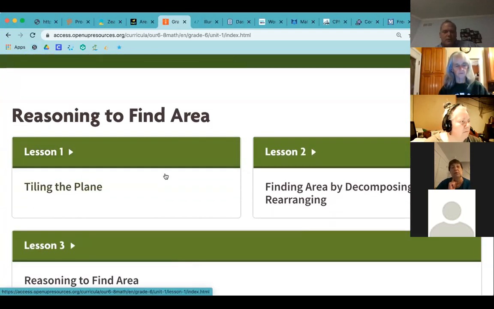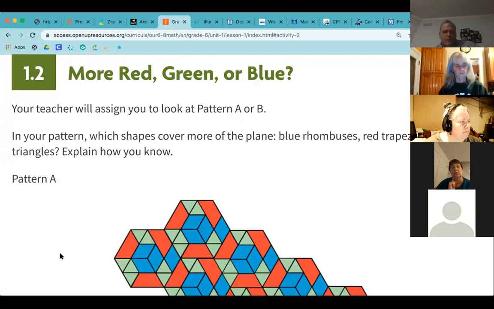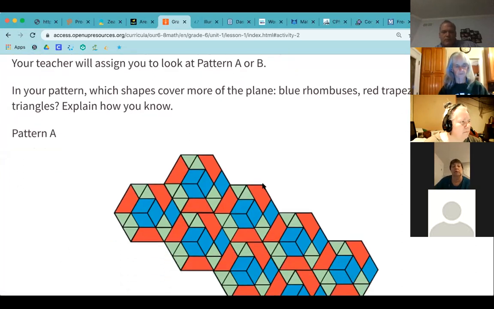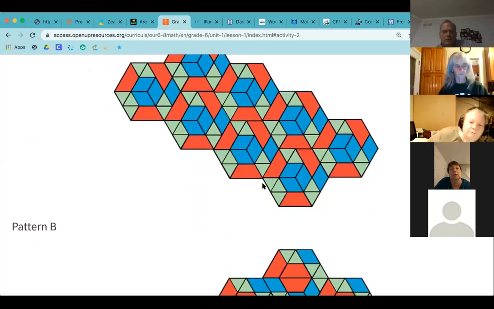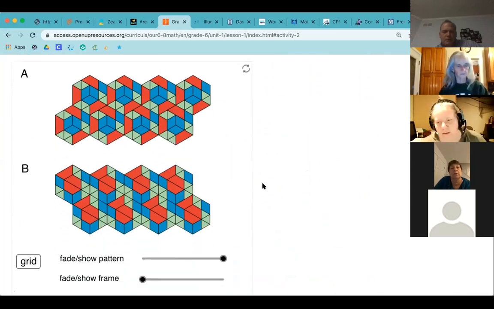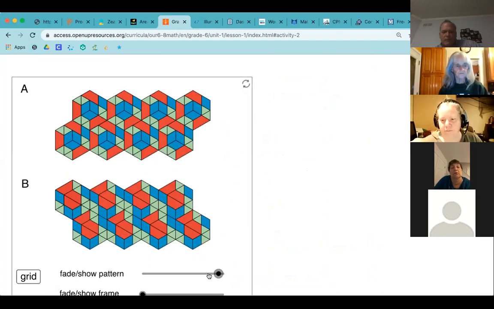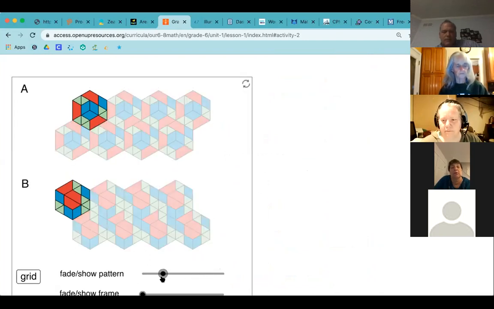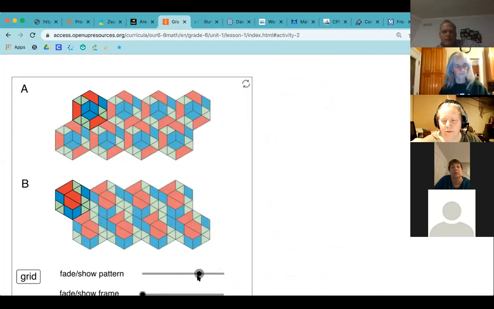So like here's 6th grade, finding area. They can look at a pattern and decide which one covers more of the plane: blue rhombuses, red trapezoids, triangles. How do you know? It also has applets in it as well, so it makes it interactive for them. Here they can look at the shape and figure out which one's covering more. They can slide and fade and show the frames of the different shapes to help them with counting it out and figuring out which one covers more.